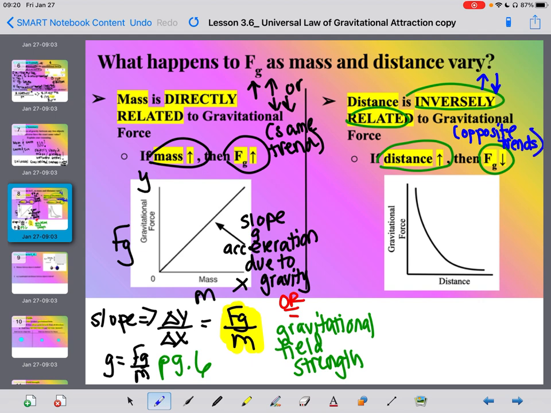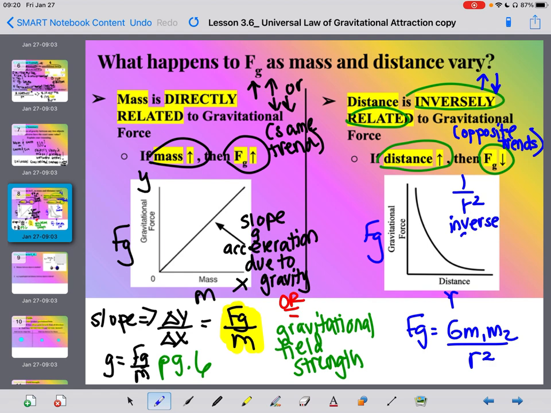If you look at this graph, we have Fg versus r, which is how we denote the distance between centers. We don't have a perfectly straight line down, and there's actually a reason for that. If you look at the formula for the force of gravity, it's Fg equals G m1 m2 over r squared. This relationship is not 1 over r, it's 1 over r squared. That's what we call an inverse squared relationship.